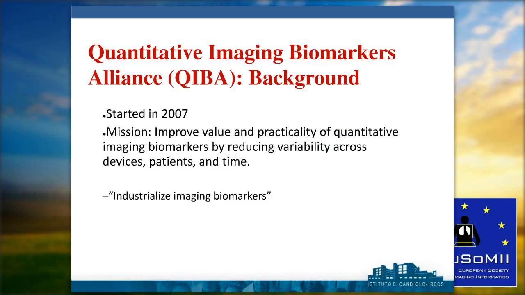So all of this is, you know, a big problem, and scientific societies like RSNA are approaching this problem, and there are developing associations and agencies that should be taking care of it. The first one is the Quantitative Imaging Biomarker Alliance. It was started in 2007, and its mission was to improve value and practicality of quantitative imaging biomarkers by reducing variability across devices, patients, and time. See how important it is.